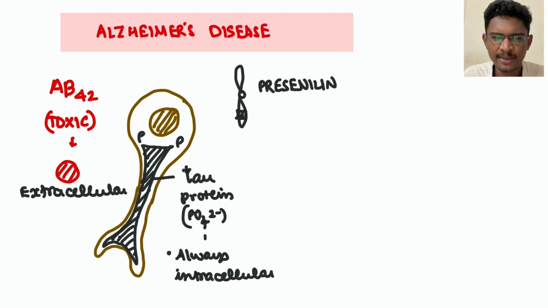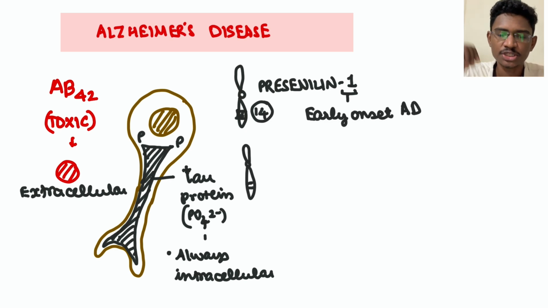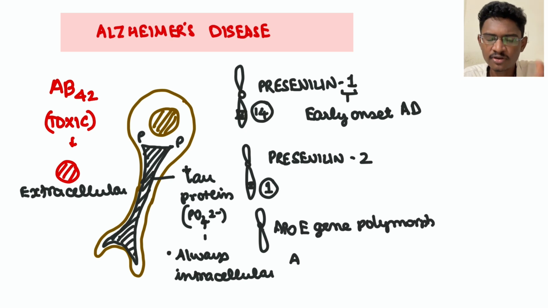So this is happening. See the causes of Alzheimer's. First, genetic causes. In chromosome 14, there is a gene called presenilin 1. Presenilin 1 means early onset Alzheimer's, and the most severe form of Alzheimer's will be seen with this mutation. Next is presenilin 2, which is present on chromosome 1, also a cause. Next, ApoE gene polymorphism. ApoE4 gene carries maximum risk.